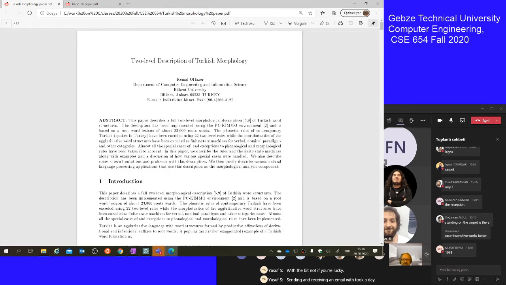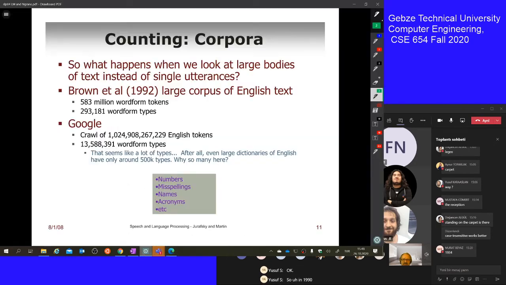Okay, so I'm telling you that in 1992, having such a large corpus was very good. They said that they have more than 500,000 tokens in their Brown Corpora, and they have a total of about 300,000 word form types.